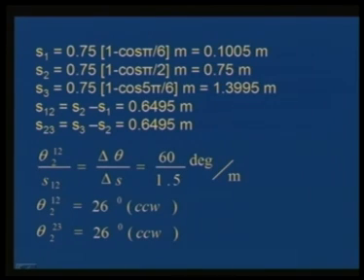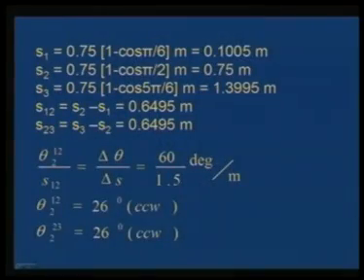Because now we are trying to design O2AB as a slider crank, where B is the location of the slider and O2A is the crank. So delta theta is given as 60 degree and delta S is given as 1.5 meter. So from this relation, because S12 is known, we can find theta 2,1,2, which turns out to be 26 degree counterclockwise, and theta 2,2,3 again is 26 degree counterclockwise.